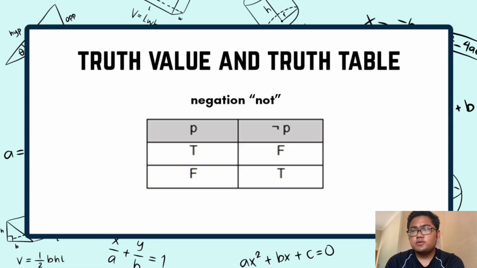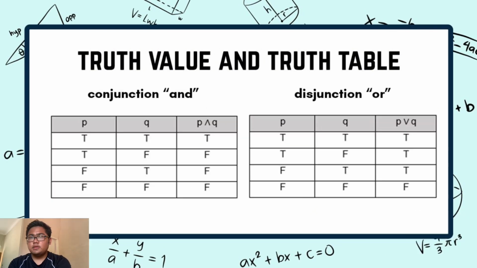So the truth value and the truth table for negation: if P is true, then not P is false, and if P is false, then not P is true. Second is conjunction. If P is true and Q is true, then P and Q is true. If P is true and Q is false, then P and Q is false. If P is false and Q is true, then P and Q is false. And if P and Q are both false, then P and Q is false.